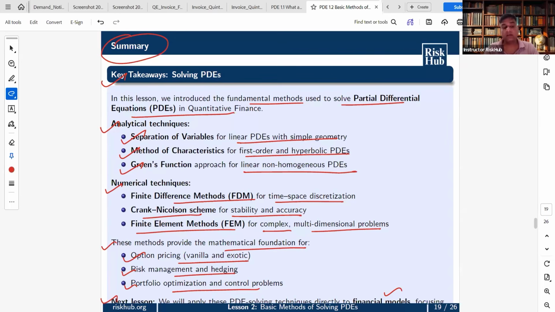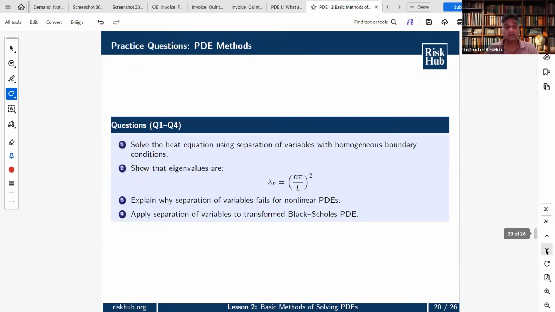They are the machinery behind pricing of options, hedging, stress testing, and dynamic investment decisions. Okay, with this, we move to the questions, guys. We have a few questions here. This question tests the analytical part of the lecture.